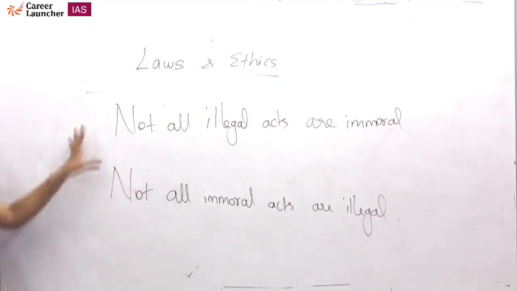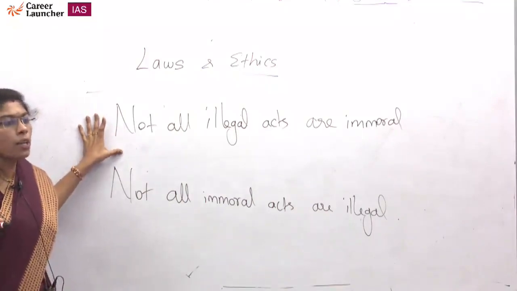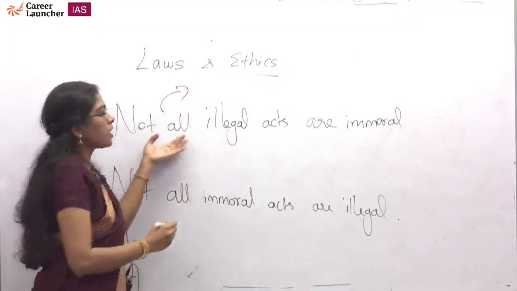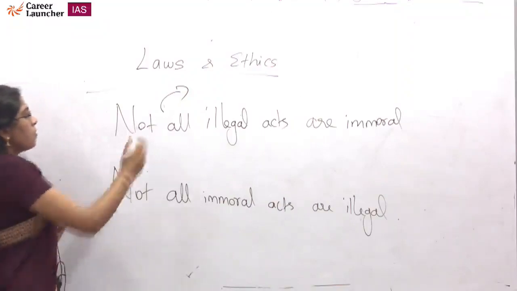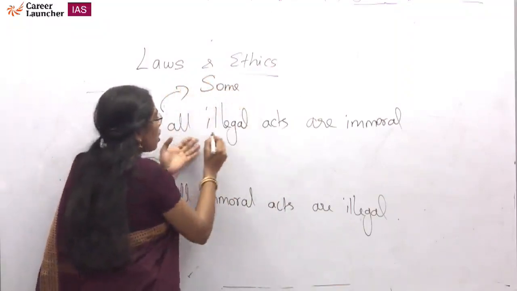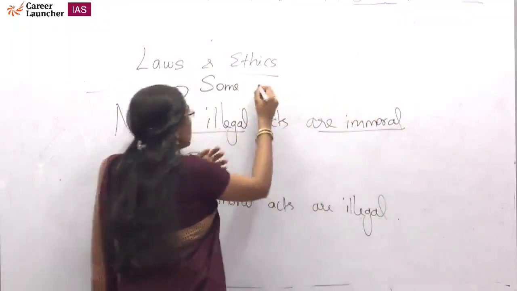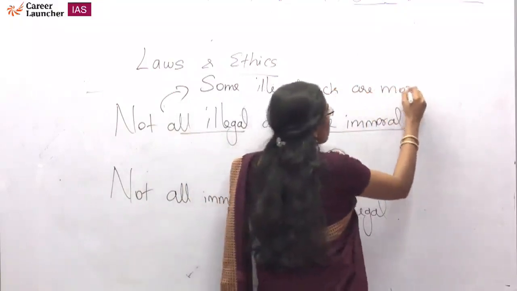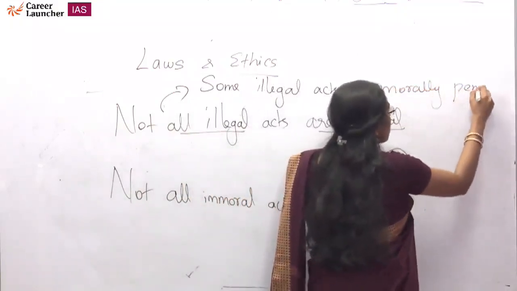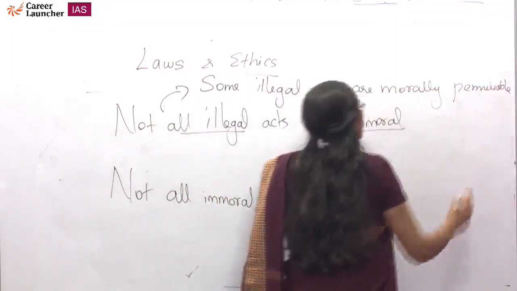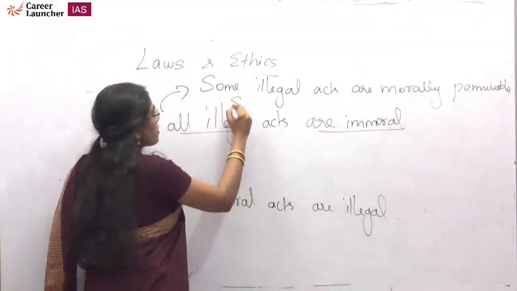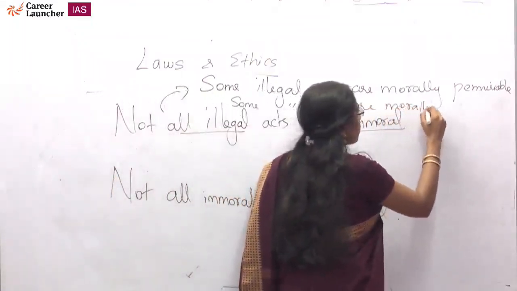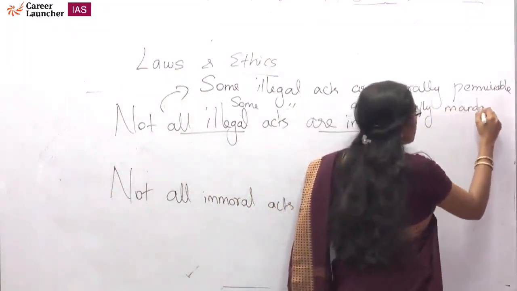Same way, under this there are two categories. When you are asked a 10 mark question, you can't write only this. You have to subdivide this again into two. I already told you all illegal acts are not immoral, but some illegal acts are morally permissible. It's very interesting. Another category is that some illegal acts are morally mandatory. I am going to divide this into two categories.